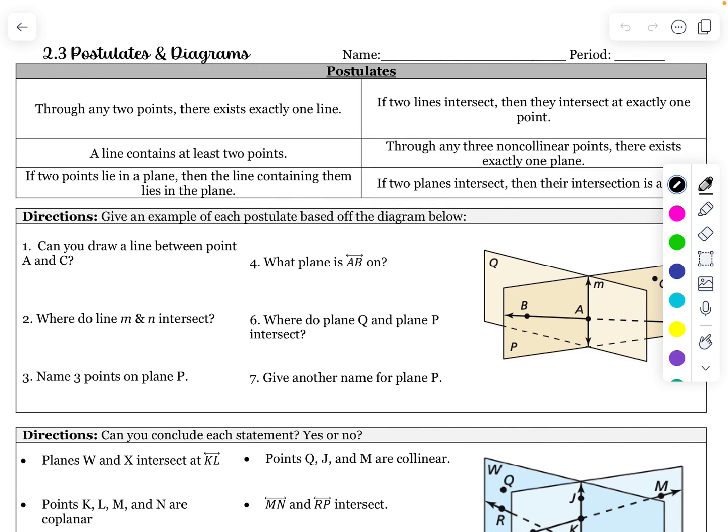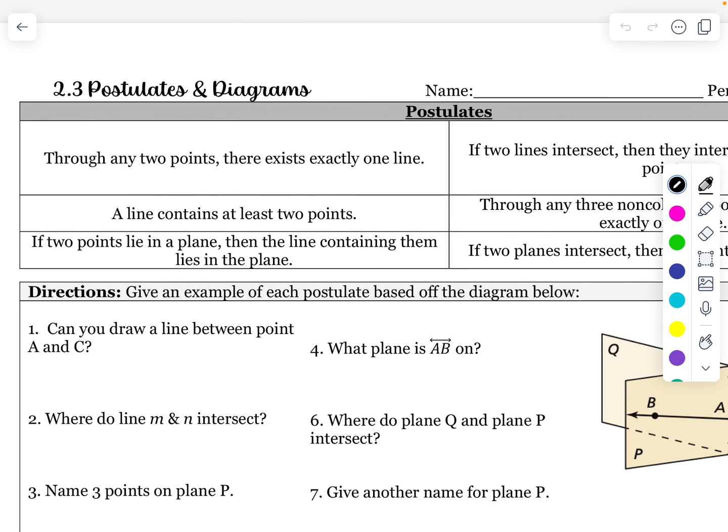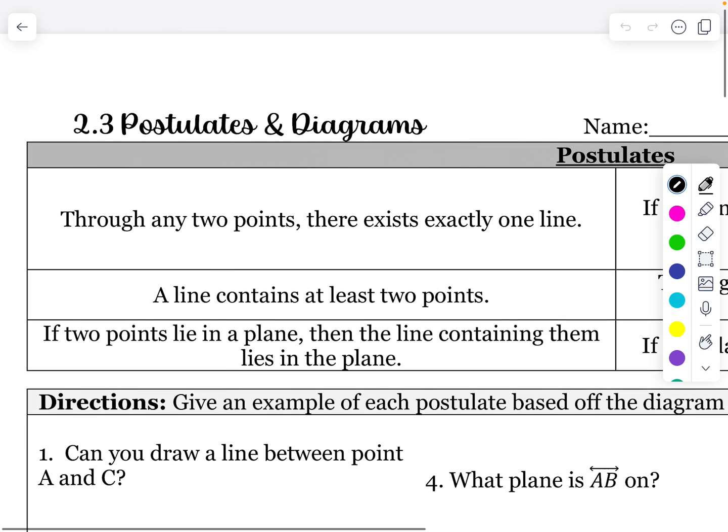Okay, so for 2.3, a lot of this is things that we have maybe talked about, maybe not formally, but things that we have discussed. So postulates, remember, that's just like a fancy name for rules or things that are always true. And so one of them is that through any 2 points, there exists exactly one line. Okay, so that means that if I had 2 points, there is only one way to draw a line through them.